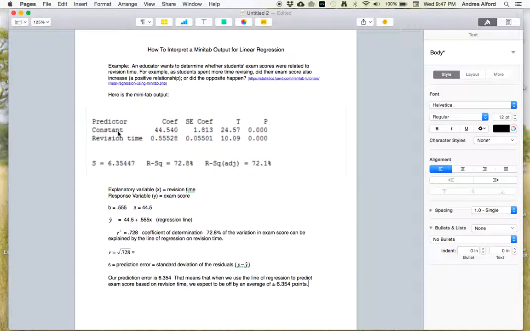Predictor, I've got my constant, my x variable. The number next to my constant is the y-intercept. The number next to revision time is slope. R squared is my coefficient of determination. R is simply the square root of that. That's the correlation coefficient. S is your prediction error. All right.